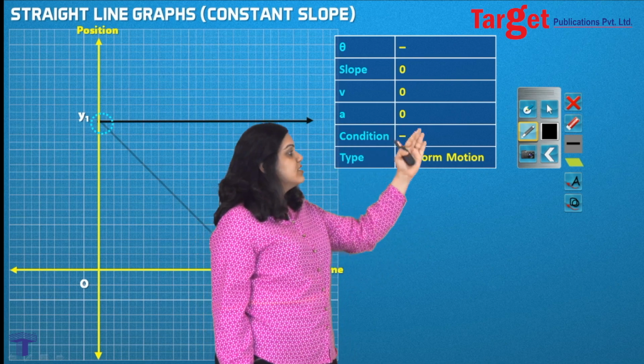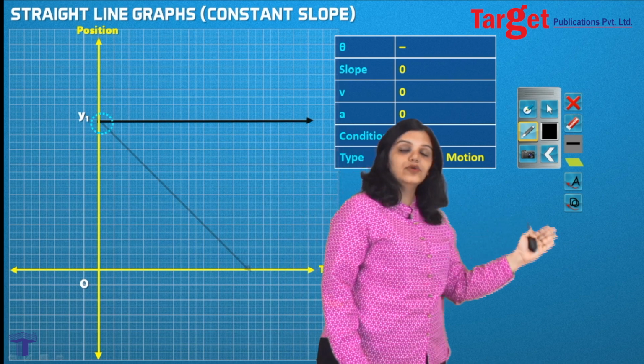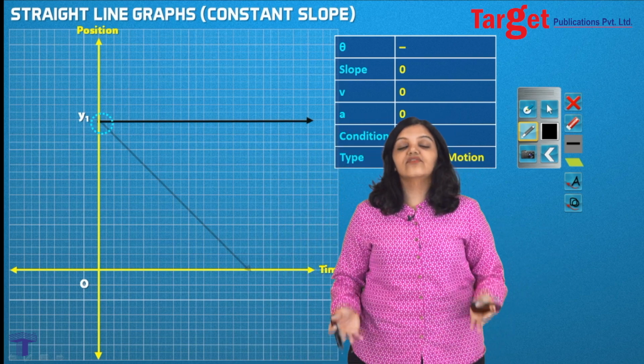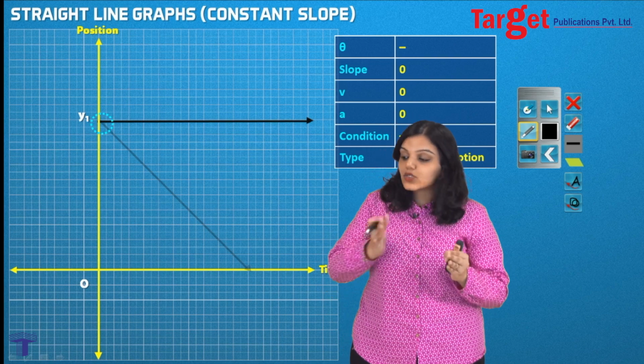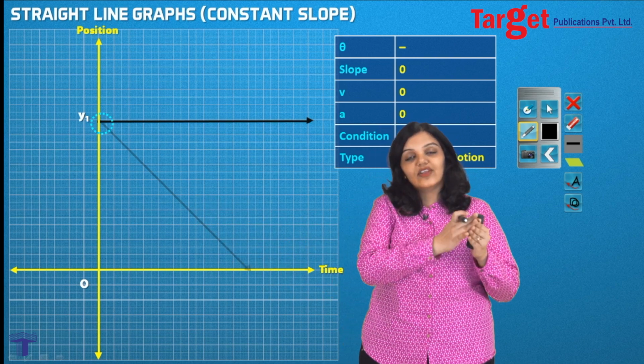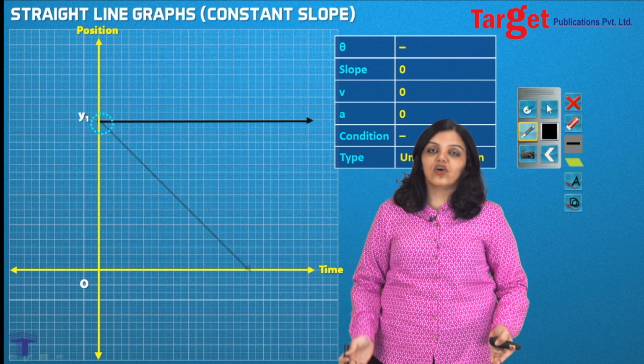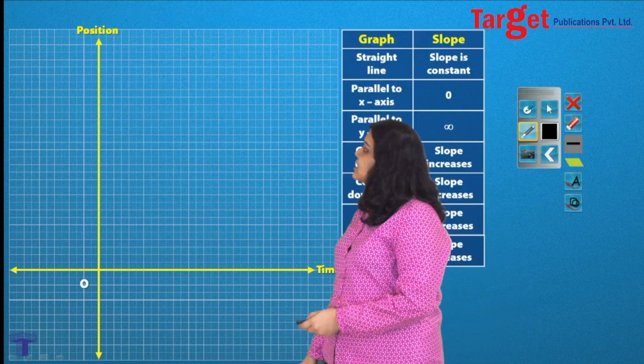Finally, what is the condition? There is no condition and the type is still uniform motion. Now, of course, it's not having any velocity. The velocity is 0, but since it always remains 0, I can say that the velocity is constant with the value 0, and as long as velocity is constant, the motion is uniform.